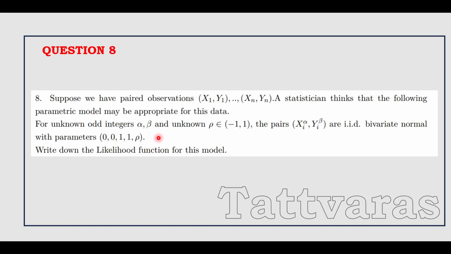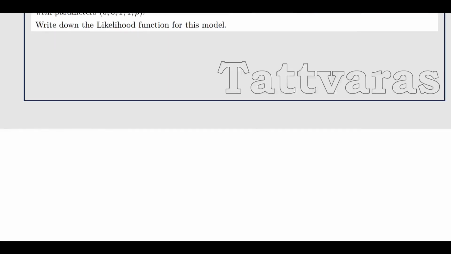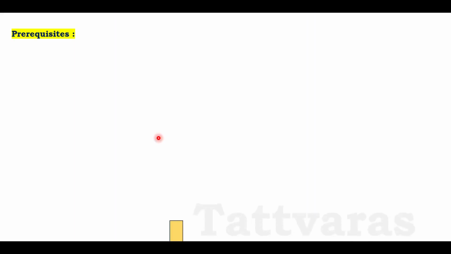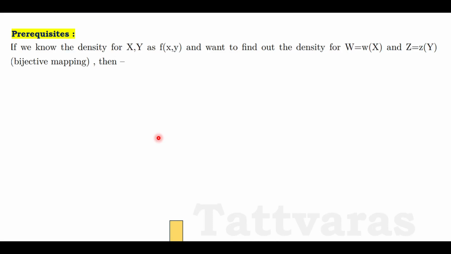Now before going deeper into the solution, let us first revisit one simple result, which is regarding the transformation of variables. Suppose we know that there are variables x and y and the joint density is fxy. How can we find out the joint density of w and z, where w and z are functions of x and y, and also they are bijective mappings, which means that if w can be written in terms of x, x can also be written in terms of w, and the same for z and y.